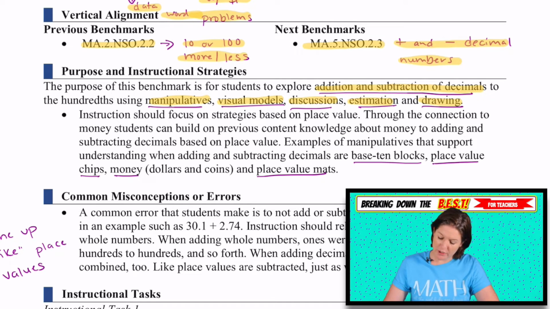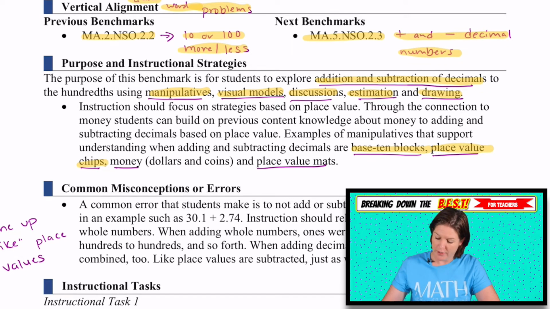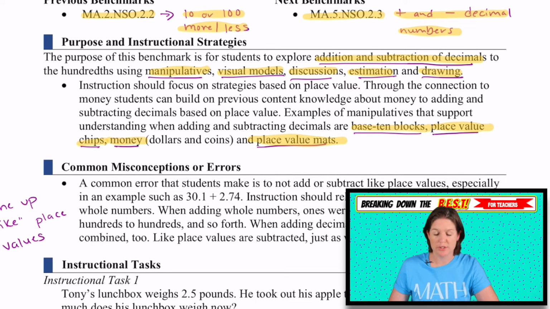Here it says that we could be using things like base 10 blocks and place value chips, which I did not incorporate, so you might need to find a little bit extra there. But base 10 blocks, money, and place value mats we will be using. That's like place value charts.